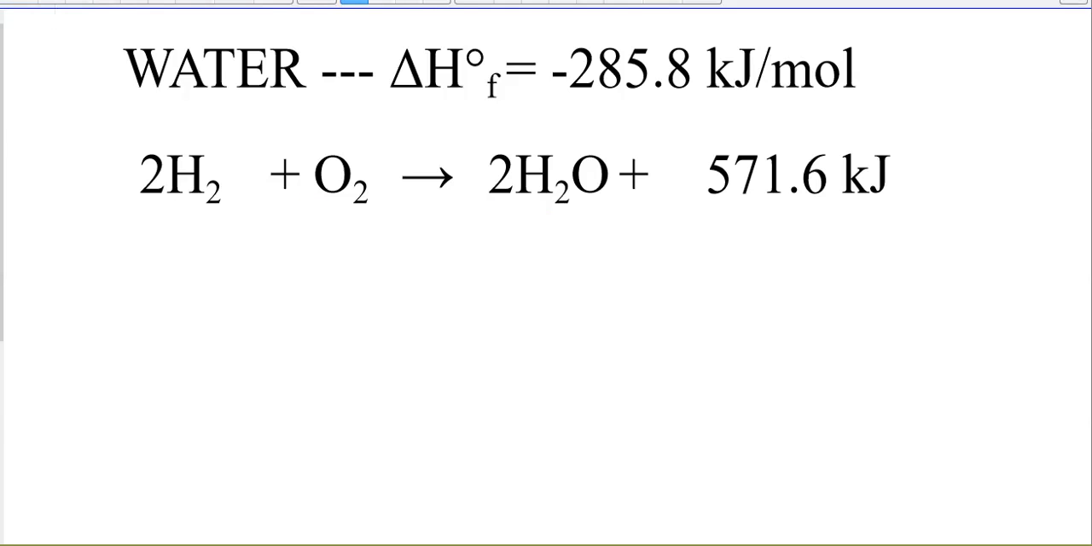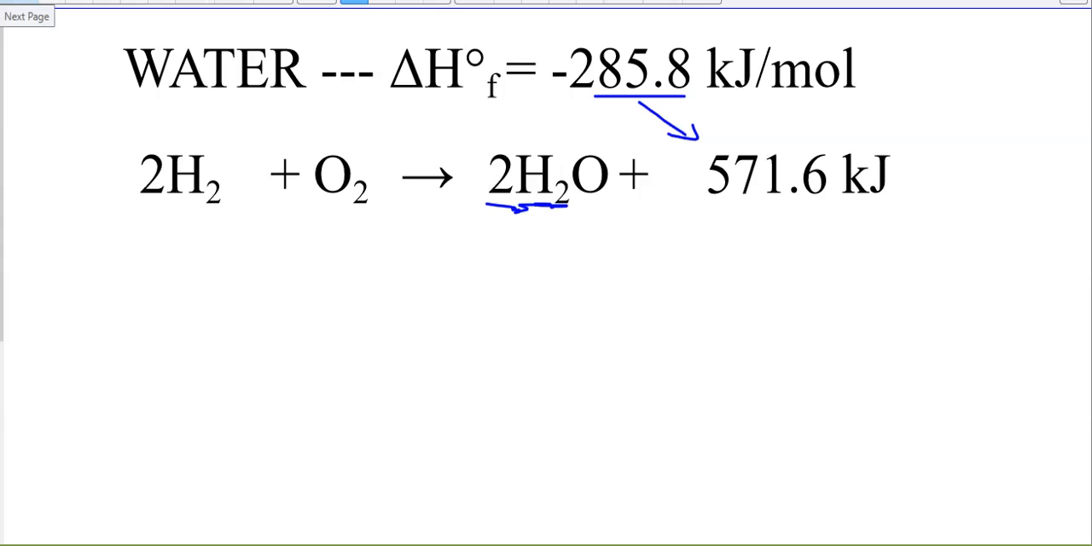Now, if I tack on my enthalpy, I know it's exothermic, so it goes on the product side, but I had to multiply it by 2 moles because I have 2 moles of water in the end. So 1 mole of water would have released 285.8 kilojoules. 2 moles of water is going to release 571.6 kilojoules. So you have to be proportionate.